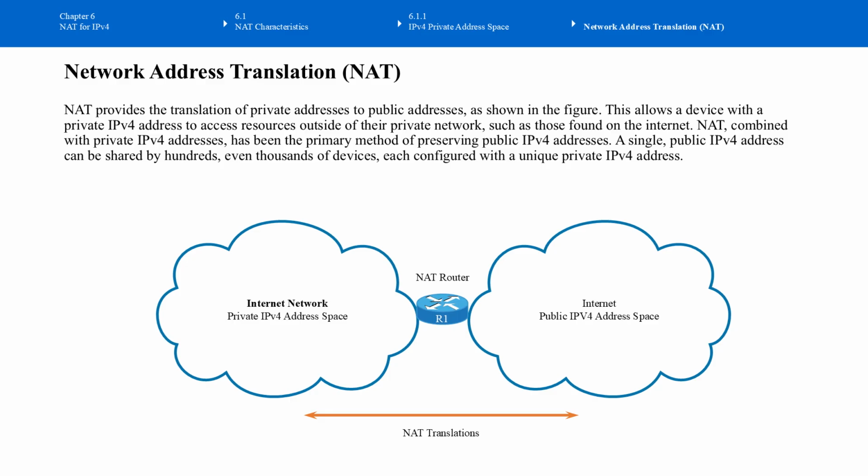And now let's talk about how NAT works. The NAT router sits between the private network and the public internet. When a device sends traffic to the internet, the packet leaves the device with a private IP address. The NAT router replaces the private source address with its public address. The packet is forwarded across the internet. When the reply returns, the NAT router translates the public address back to the original private address. The packet is delivered to the correct device in the network. This translation happens automatically and is transparent to the user.